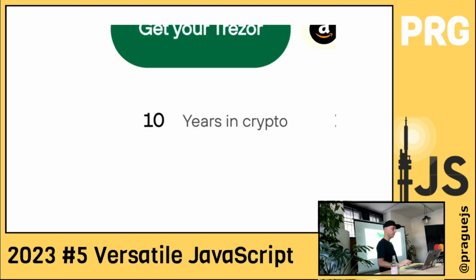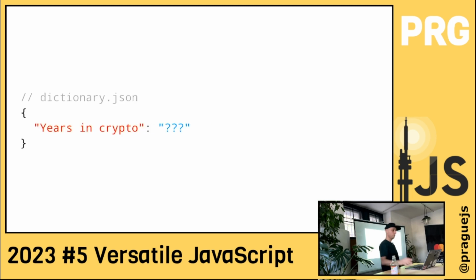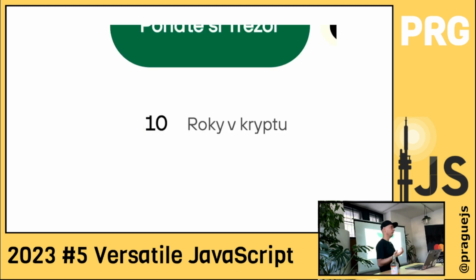But the next step is going to be, let's translate something that is split into a dynamic part and a static sentence, a static string. So it would look something like that. The years are coming from some very sophisticated function. It gives the number, and we want to translate the years in crypto with the same approach. And how would the dictionary look? Giving my best copywriting skills here, I would come up with something like that.